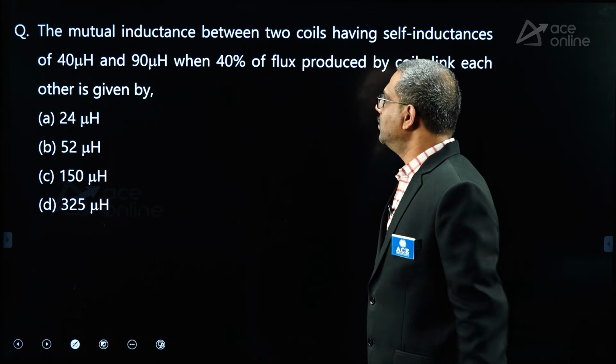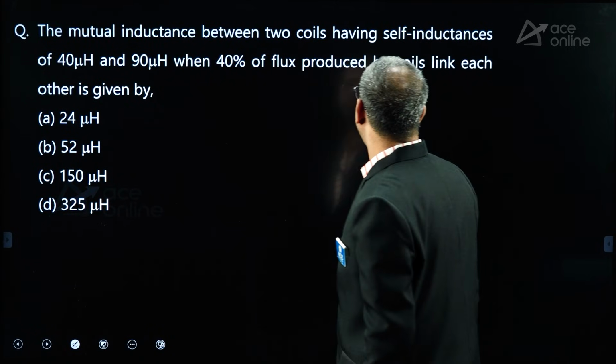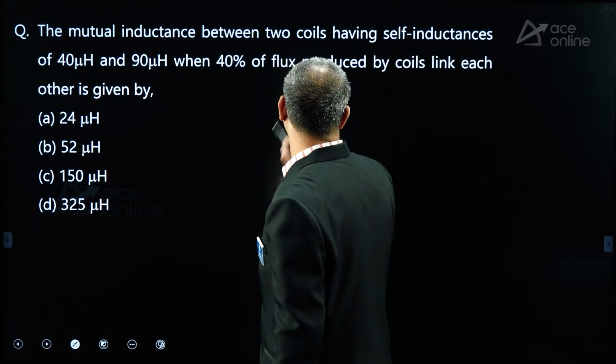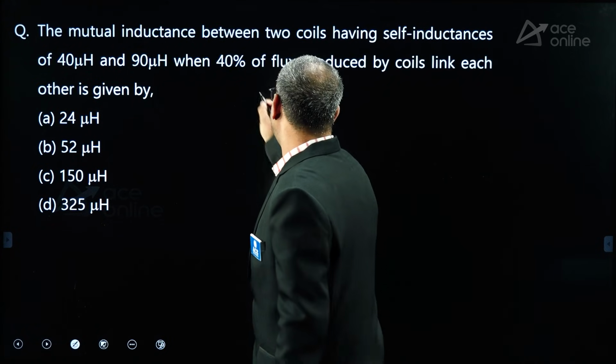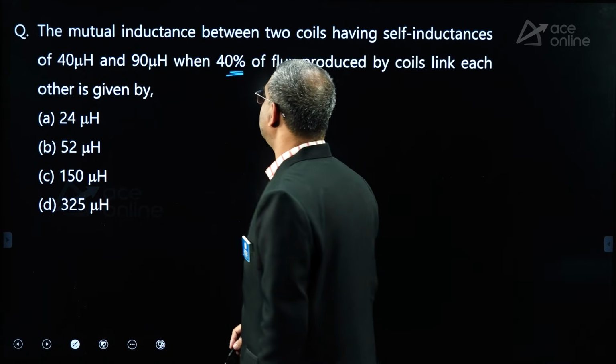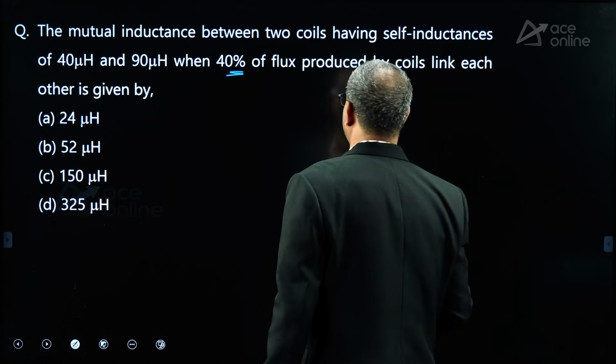Okay. Then the mutual inductance between two coils having self-inductances of 40 and 90 micro with 40% of flux producing coils linking each other. Now that means K is 0.4. 40% common, K is 0.4. Then what is the total inductance? Mutual inductance, self-inductance.